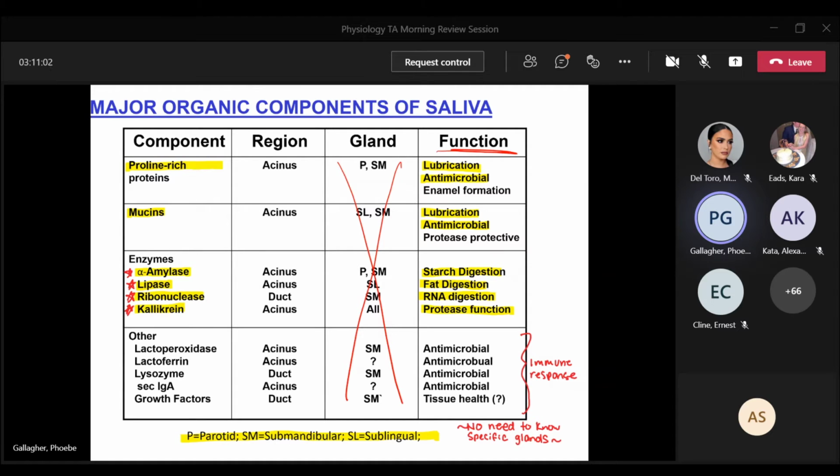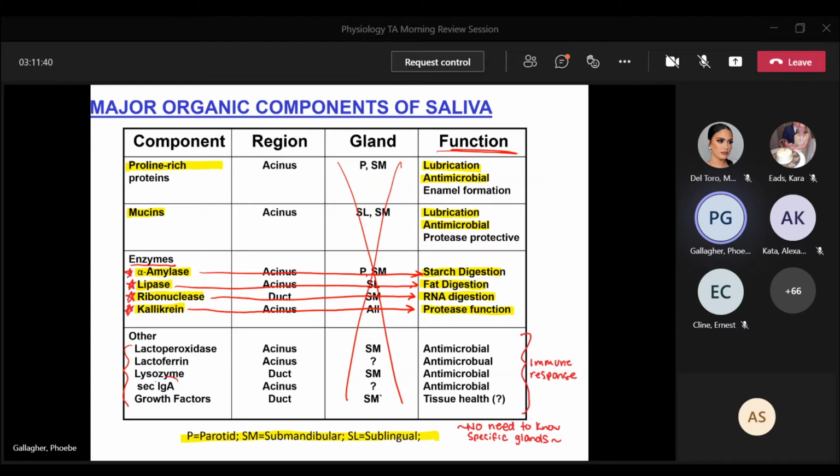So the main ones that you should know are these enzymes. Those are like the super high yield ones. The other ones you can just kind of generalize. So like proline-rich proteins typically help with lubrication. Mucins will also help with lubrication. It's like the main thing that it does. You should know that alpha amylase leads to starch digestion, lipase to fat digestion, ribonuclease to RNA digestion, and kallikrein to protease function. And then you've got all of these other things that are mostly going to help with immune response. So they're antimicrobial and they can help you protect against infection.